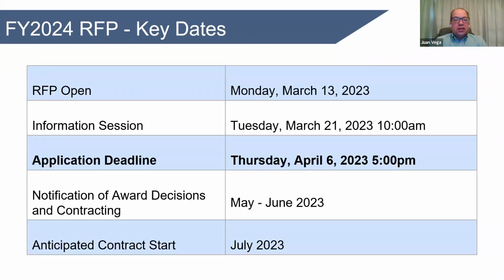As far as key dates, we want to highlight the RFP was opened on the 13th of March. We're holding the information session today, March 21st. The application deadline will be April 6th at 5 p.m. And we anticipate being able to make notification of award decisions by May, and to immediately begin contracting so that projects can start operating their project or implementing their project in July of 2023.